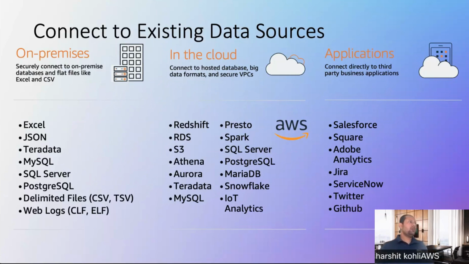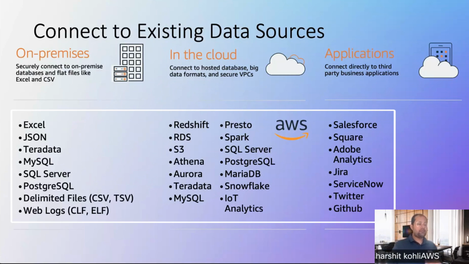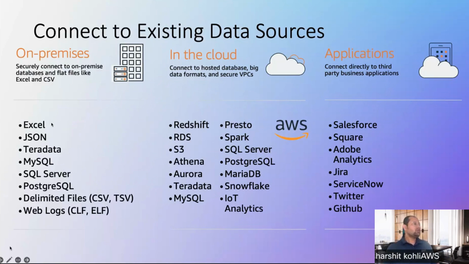This is the list of how you can connect to existing data sources. It also gives you the capability to connect to on-premise systems, the cloud, and various applications. I have listed a few of the sources with which you can connect to QuickSight. A few of those are Excel, JSON, Teradata, and there are multiple ways, right? Our interest for this session is Redshift, but apart from Redshift, we can also connect to RDS, S3, Athena, Teradata, MySQL, Presto, Spark. And it can also connect to applications like Salesforce, Adobe Analytics, ServiceNow, Twitter, and GitHub.